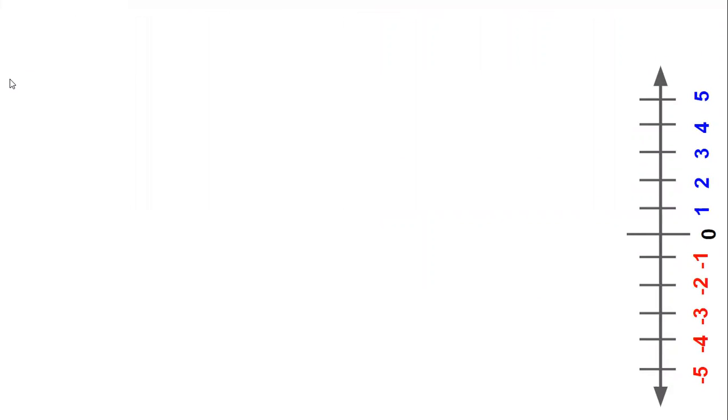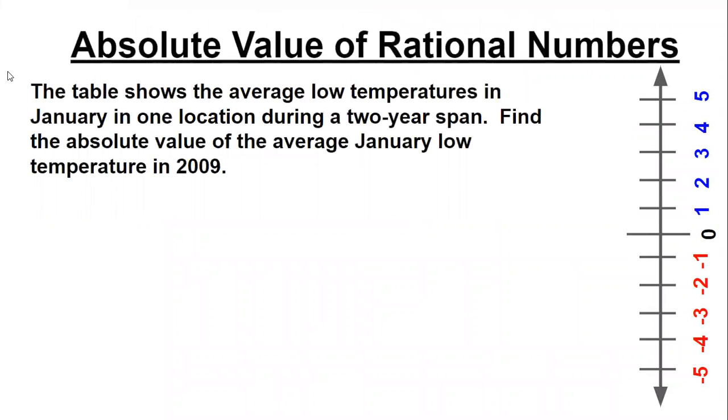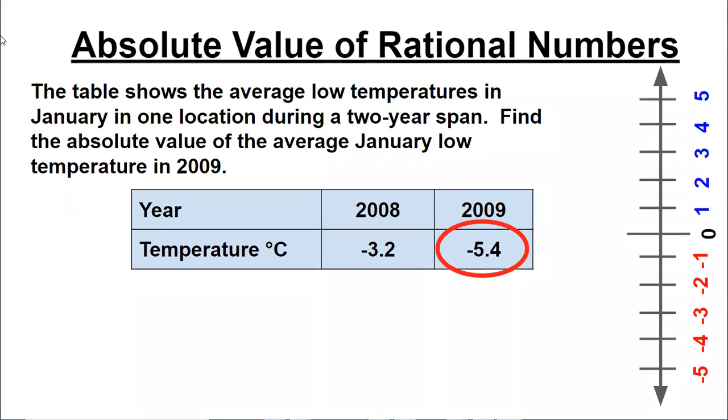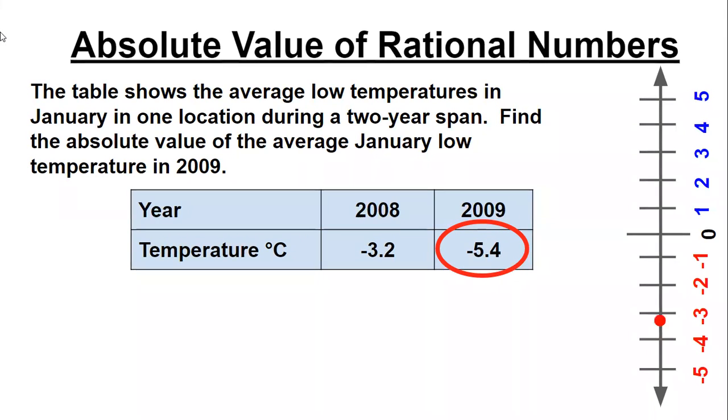Here's an up and down number line. The table shows the average low temperatures in January. Where's the table? There it is. The table shows the average low temperatures in January in one location during a 2-year span. Find the absolute value of the average January low temperature in 2009. So which temperature are we going to be looking at? The average low temperature in 2009. So that's the number we're going to be looking at. So let's graph that. I'm graphing negative 3.2.